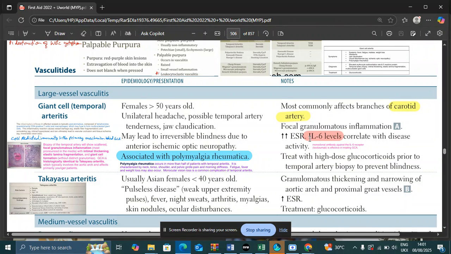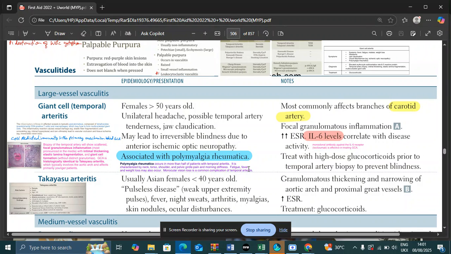So try to remember interleukin 6, and try to remember the biopsy histological finding of giant cell or temporal arteritis, which is focal granulomatous inflammation. Basically we will see granulomas under the microscope. Try to remember the association of temporal arteritis with polymyalgia rheumatica. These are important points you should remember from an exam point of view.